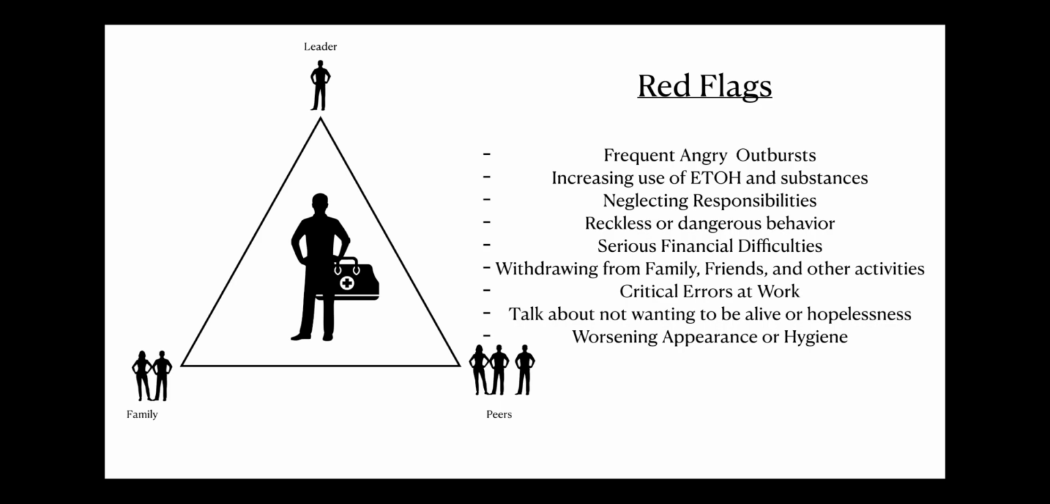But as a team, your family, your friends, if you're the leader of your group, watch for your staff members. Are they having frequent angry outbursts? Are they suddenly increasing their use of alcohol and other substances? Are they neglecting their responsibilities? Are they reckless and dangerous behaviors that are abnormal for them? Do they have serious financial difficulties? Do they stop paying their bills? Are they withdrawn from their family and friends? Do they have critical errors at work? Do they talk about not wanting to be alive or have a sense of hopelessness now? Or are they having worsening appearances or hygiene?